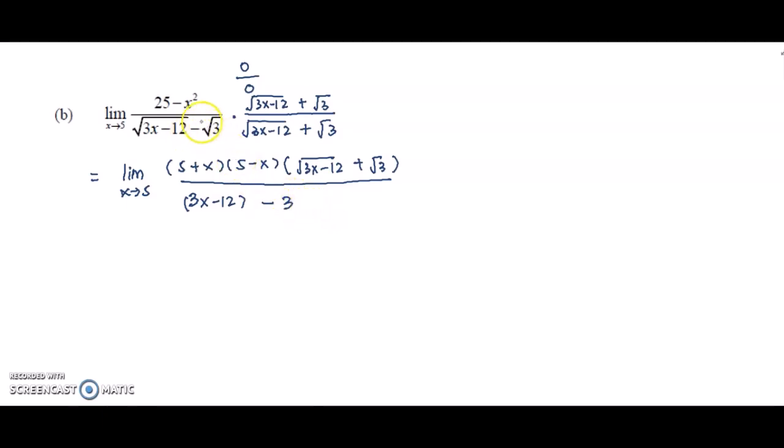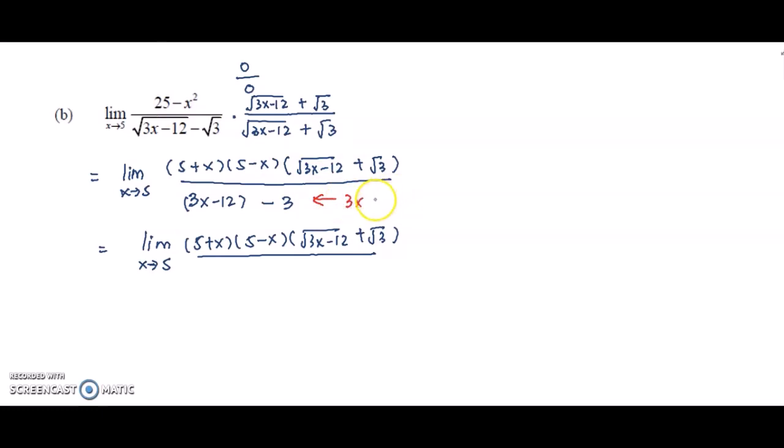Alright, so once you multiply by the conjugate, you can see that the term with the square root will be eliminated. Alright, so now you need to simplify, and later on, find out if anything can be cancelled off. You've got the 5 plus x, 5 minus x. This is plus 3 over 3x minus 3x.